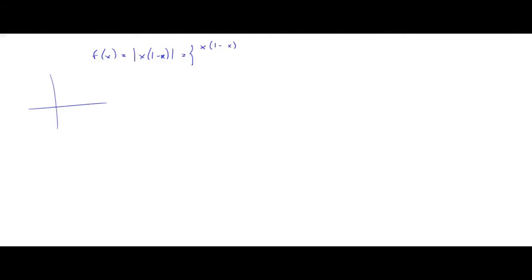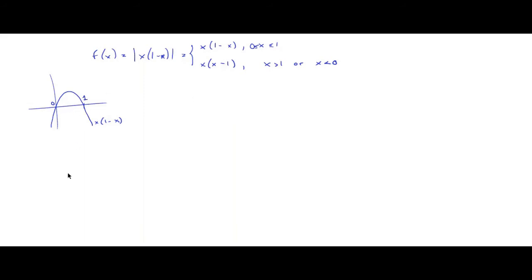x times 1 minus x is this parabola, which crosses the x-axis at 0 and 1. So it is going to be positive when x is between 0 and 1, and it's going to be negative, so we can say this is x times x minus 1, when x is greater than 1 or x is smaller than 0. So if the argument is negative, then the absolute value of that is minus this. That's what we know about the absolute value.